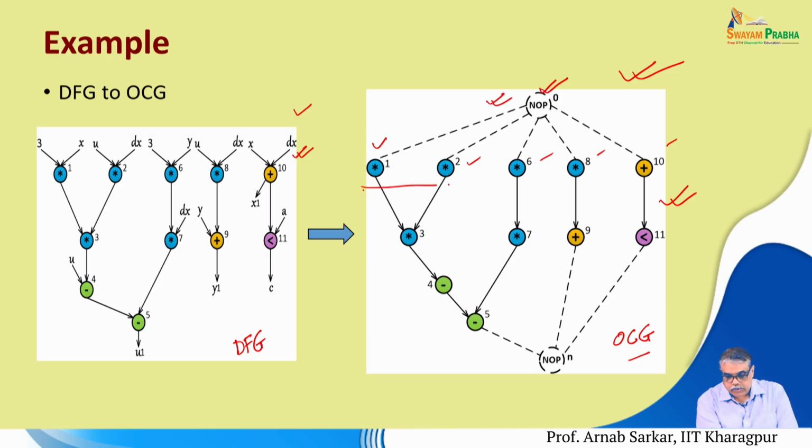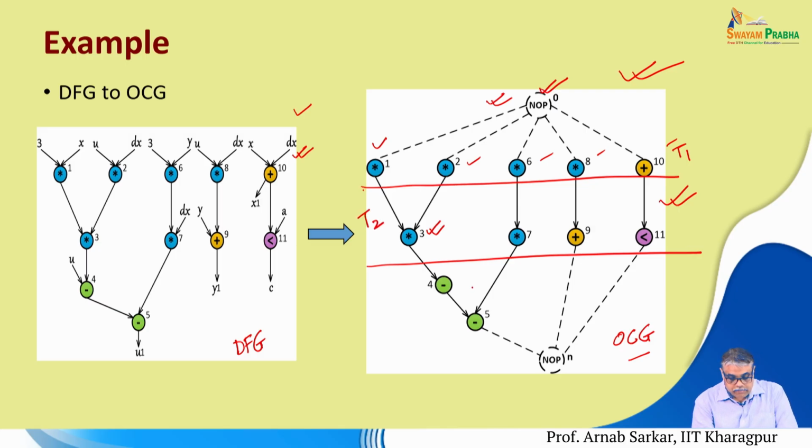So, they are all ready to execute, and because you have unlimited resources, this is resource unconstrained scheduling, you can schedule all of them in time step 1. Now, in time step 2, we can schedule 3, 7, 9, 11, assuming that all these operations take one time step, one cycle. So all of them can be done in time step 2.